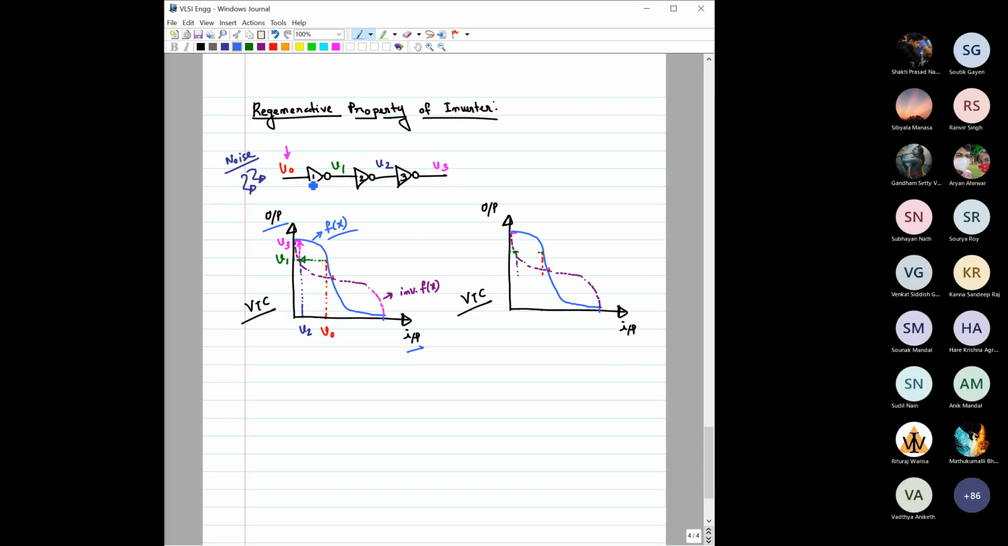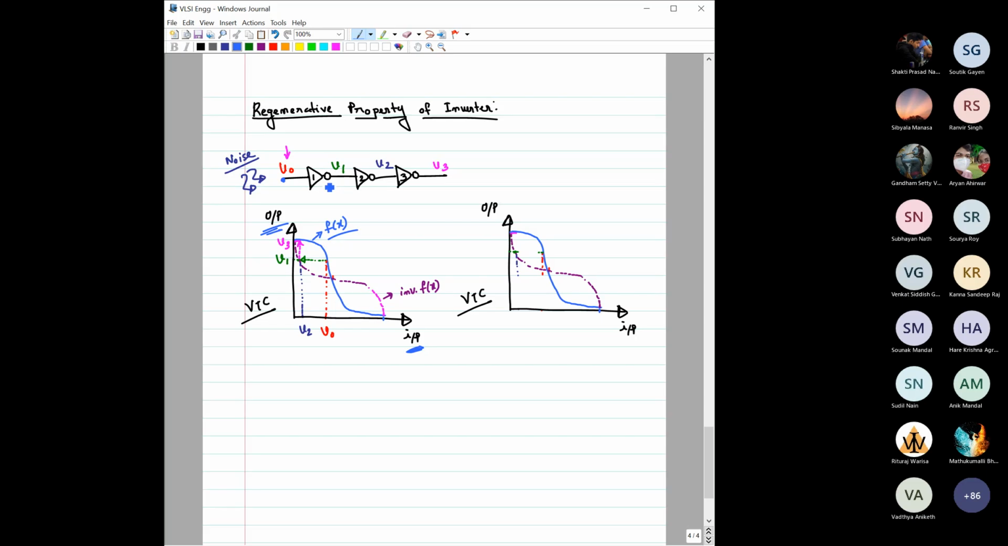Now, what will be the VTC of gate number 2? Same. What will it be for gate 3? Same, no change, because they are identical. But see, for gate 1, I have written this is the input and this is the output, so I can draw it like this. But what about gate 2?